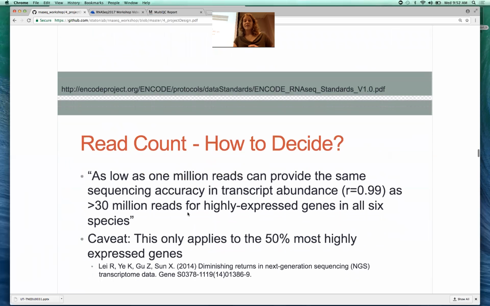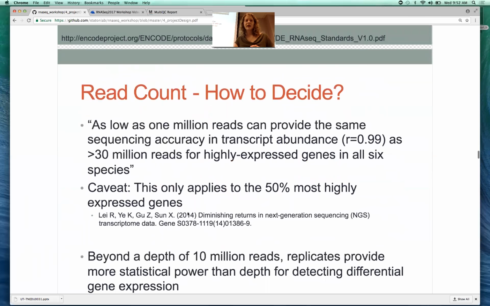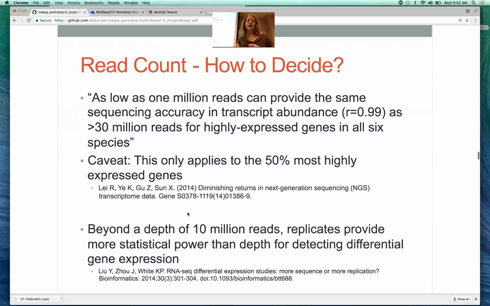And that was from 2011. So I do feel like we can update that a little bit. We're now seeing the science is definitely pushing toward replicates and not depth. A paper published in 2014 showed that as few as 1 million reads can provide the same sequencing accuracy as greater than 30 million reads. The caveat, again, is that this only applies to the 50% most highly expressed genes. So if you're really interested in lowly expressed genes, you're going to have to sequence more deeply.